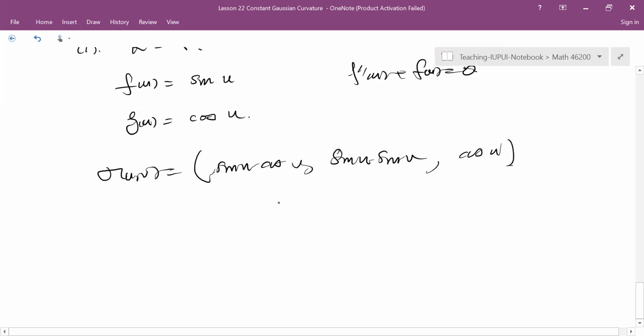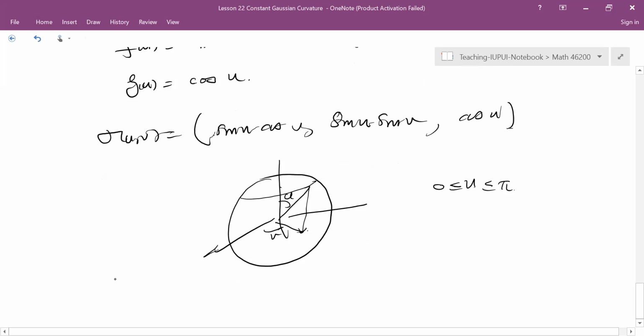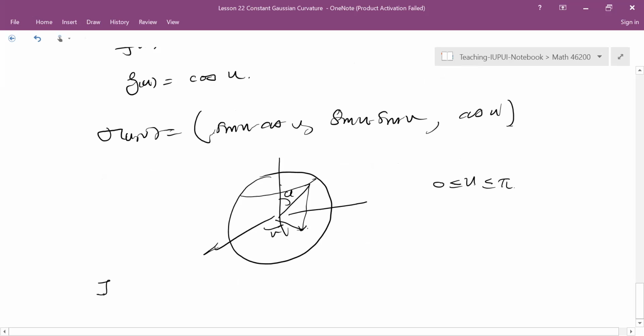What is u here? U is from 0 to pi, and this is the angle v. You project it here, so you get a complete sphere. So it is the unit sphere.